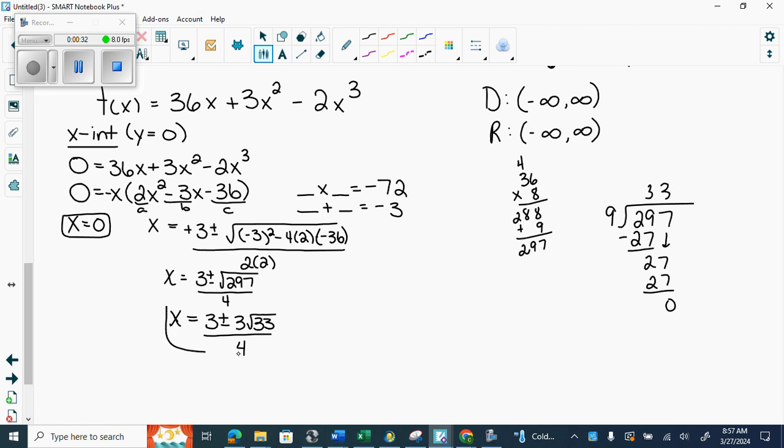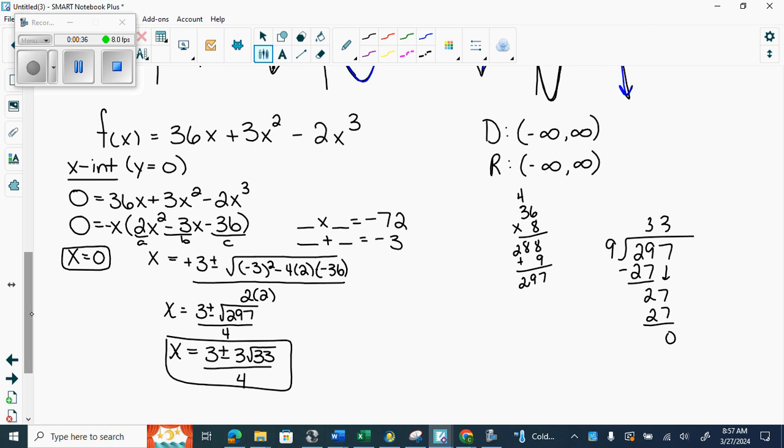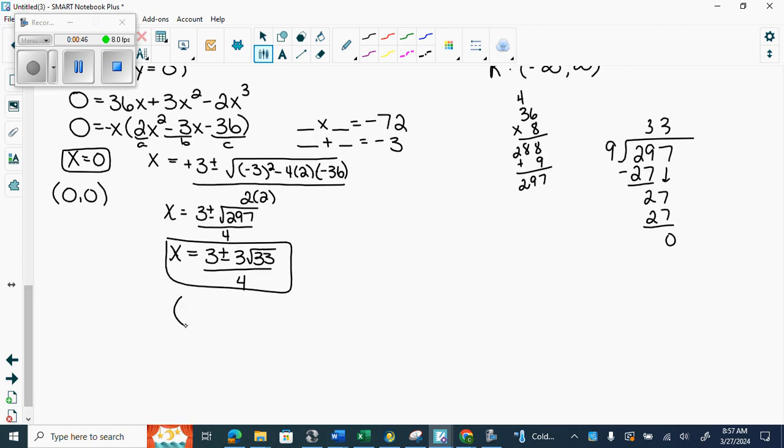So, are these x-intercepts of this? The way I wrote them, is that an x-intercept? No. What's an x-intercept? 0, 0, and 3 plus 3 root 33 over 4, and 0.